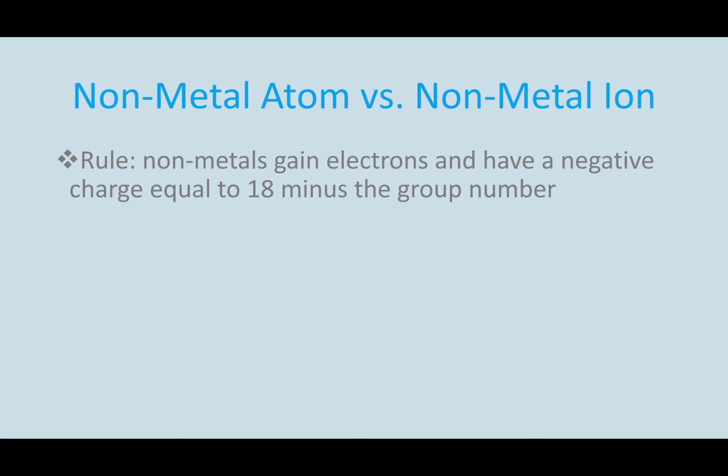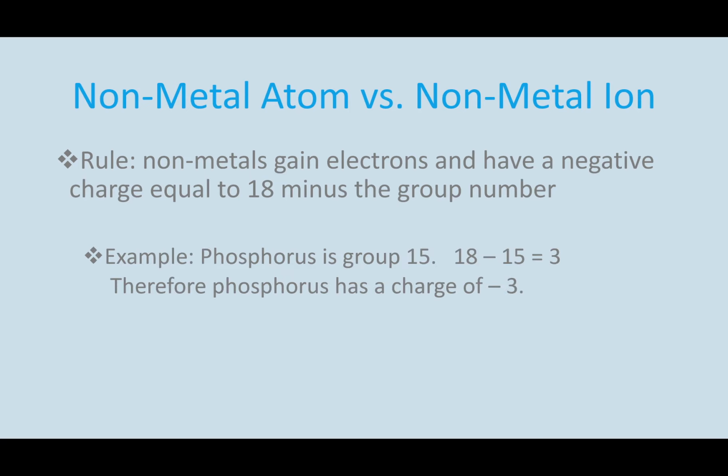So the general rule for nonmetals is that nonmetals gain electrons and have a negative charge that is equal to 18 minus the group number. So for example, looking at the last one, again, phosphorus is in group 15. We do 18 minus 15, that's 3. So therefore, phosphorus has a charge of -3.